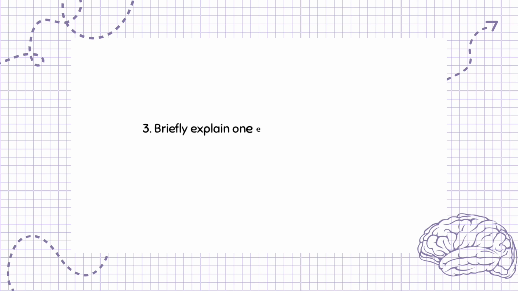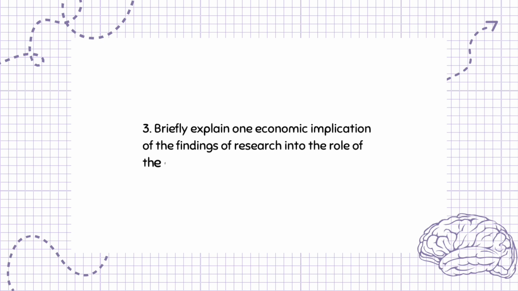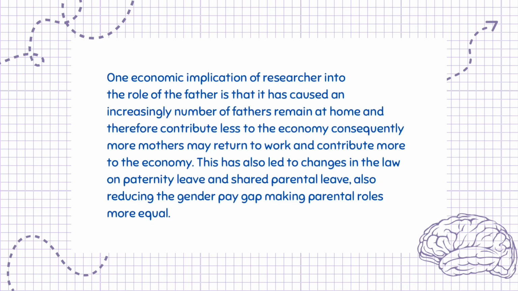Question 3. Briefly explain one economic implication of the findings of research into the role of the father in attachment. 2 marks. One economic implication of research into the role of the father is that it has caused an increasing number of fathers to remain at home and therefore contribute less to the economy. Consequently, more mothers may return to work and contribute more to the economy. This has also led to changes in the law on paternity leave and shared parental leave, also reducing the gender pay gap, making parental roles more equal.